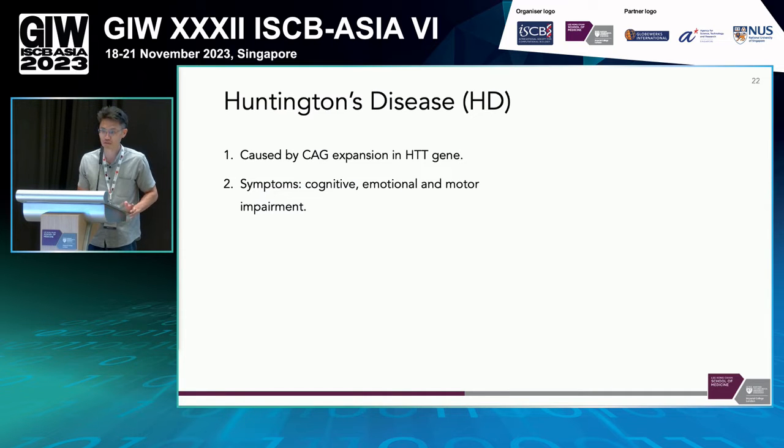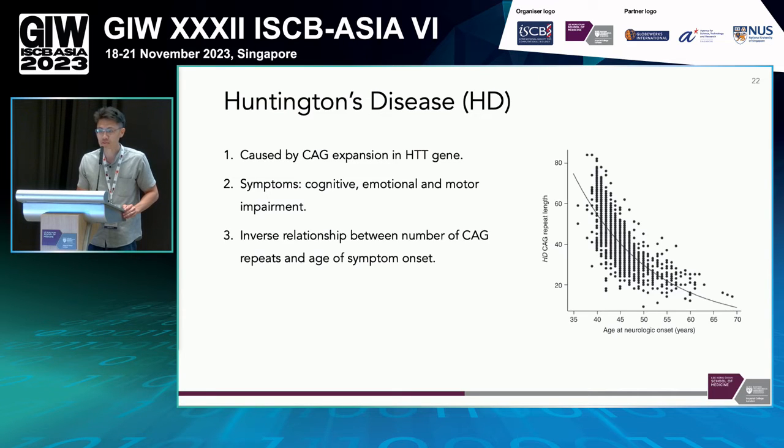HD patients suffer from a broad range of symptoms such as impairment to their cognitive, emotional, and motor abilities. Although the disease-causing mutation is known, the mechanism behind Huntington's disease is not fully understood. For example, a prominent feature is the inverse relationship between the CAG repeat length and the age of symptom onset, where the longer the CAG repeat expansion, the earlier the symptom onset. However, each CAG repeat length presents its own distinct neuropathology and clinical manifestations. As such, it is unclear how the disease phenotype actually depends on the CAG length.